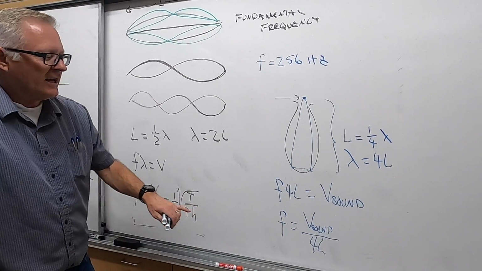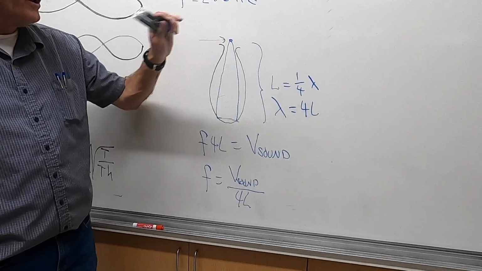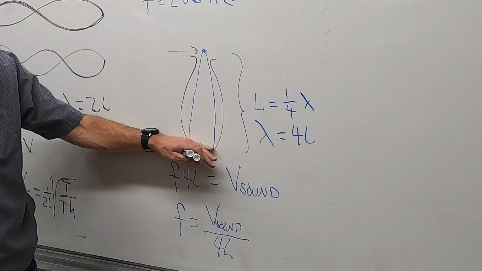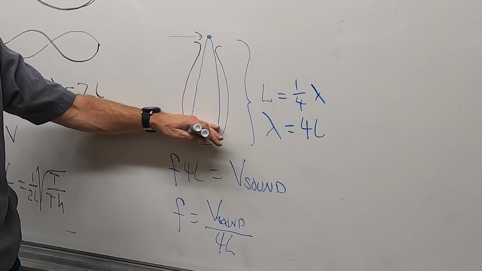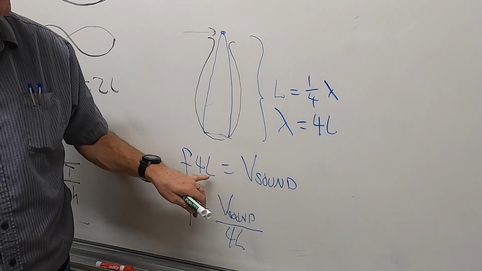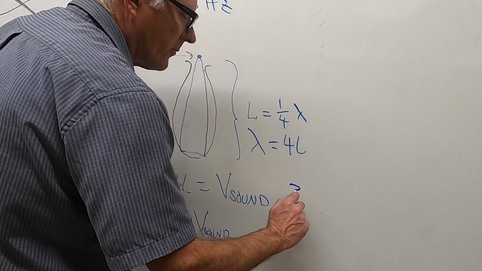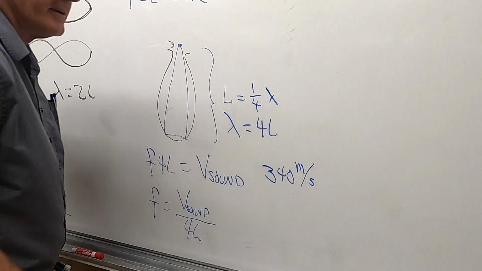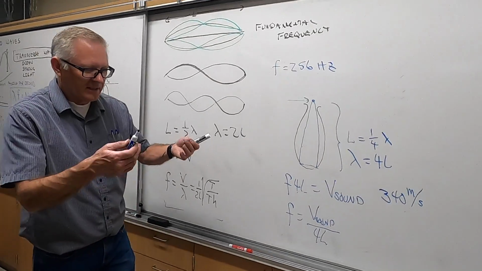This is also a nice way to measure the speed of sound, because if you can get a tuning fork up there, you know the frequency, you know the length, and you can just dip this into water and you can get the length, and by multiplying this together, you can get the speed of sound. The speed of sound is around 340 meters per second. It depends on the temperature. When it gets a little hotter, it goes up a little bit.